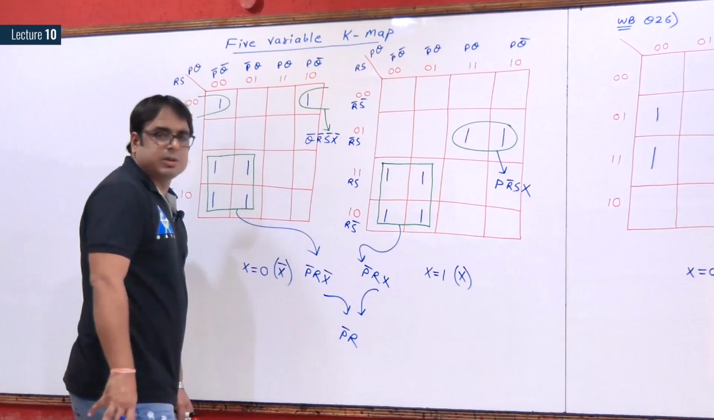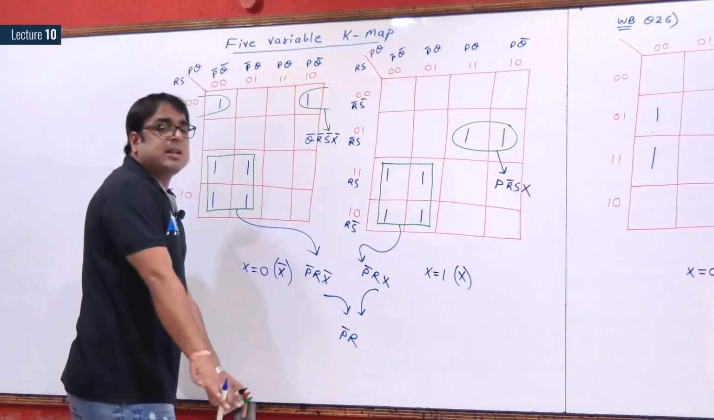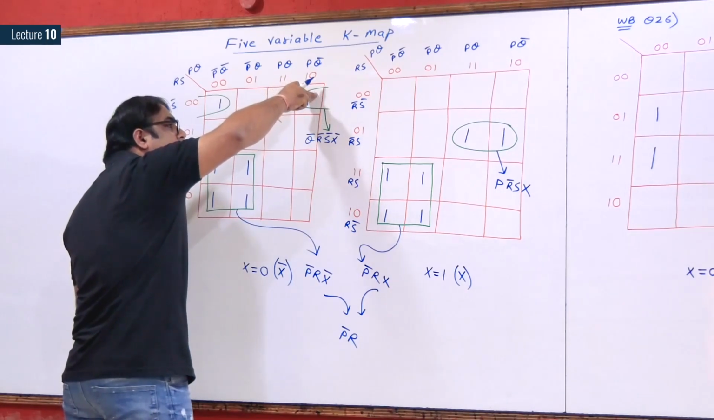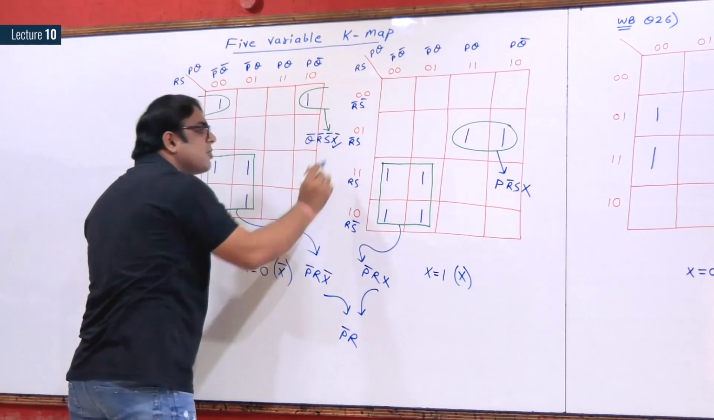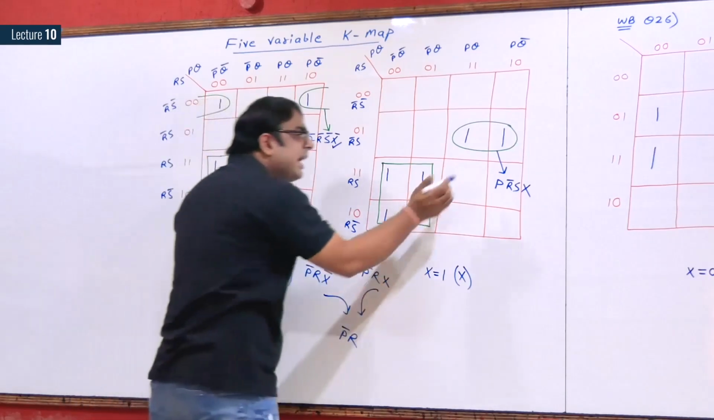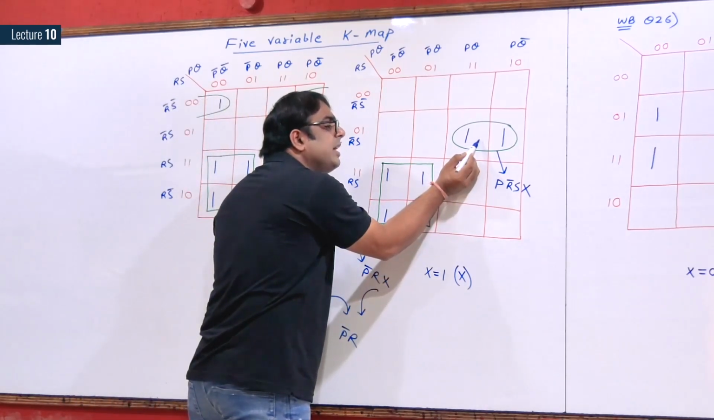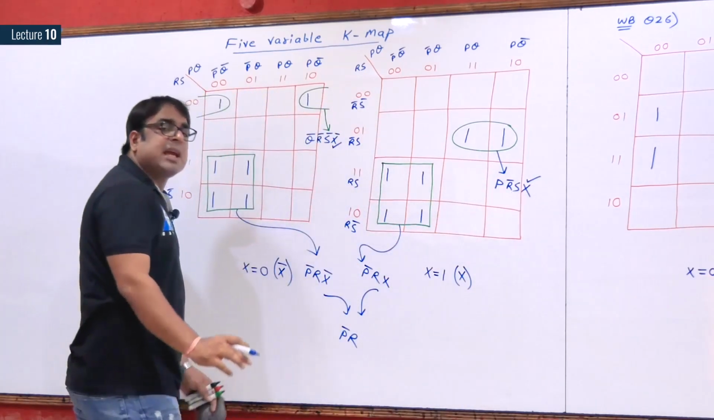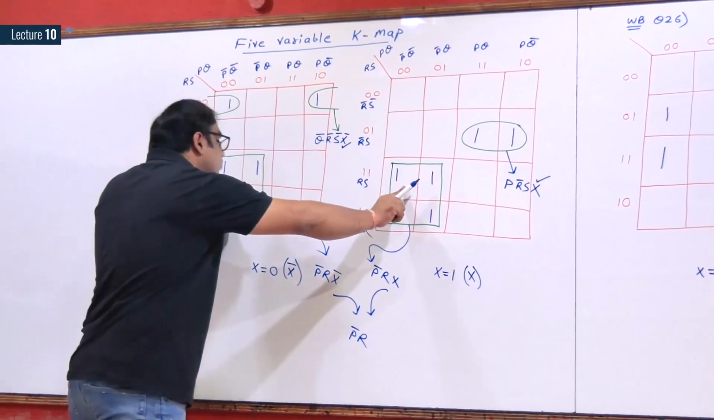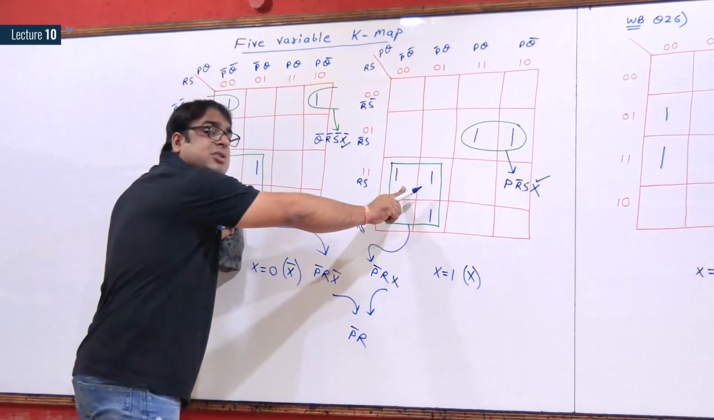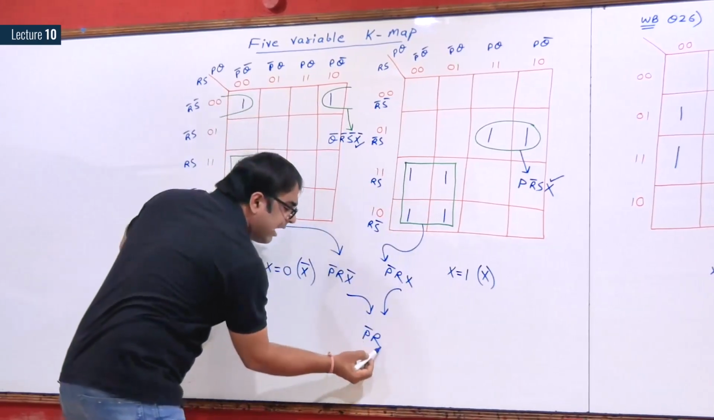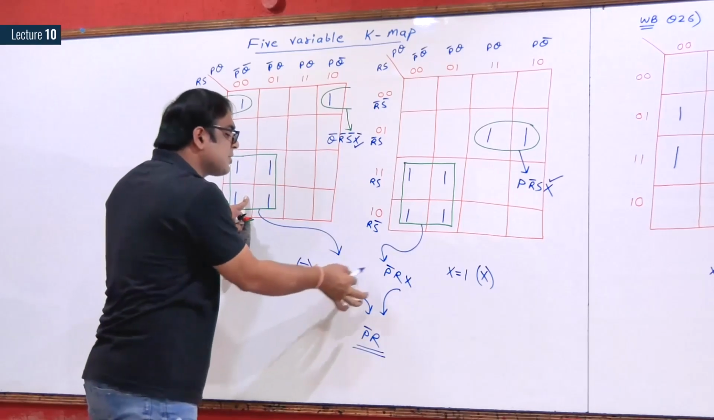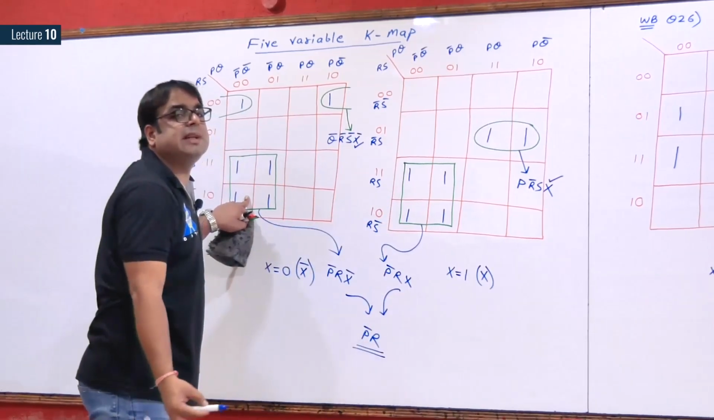So what is the conclusion? If I have a group corresponding to x complement only, I will write x complement. If I have a group corresponding to x only, I will write x. But if I have a group which corresponds to both x complement and x, I will not write x or x complement, since x complement and x will get reduced.